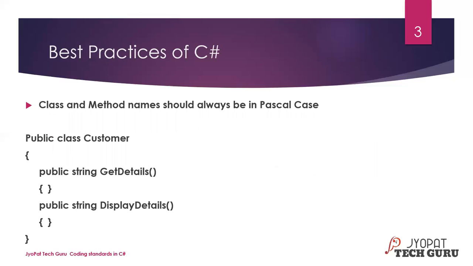Class and method names should always be in Pascal case. As per the example given here, you can observe that there is a Customer class in which we have two methods, GetDetails and DisplayDetails. You can observe the way we have written GetDetails and DisplayDetails. This we call Pascal case. So try to maintain Pascal case for class as well as method names.